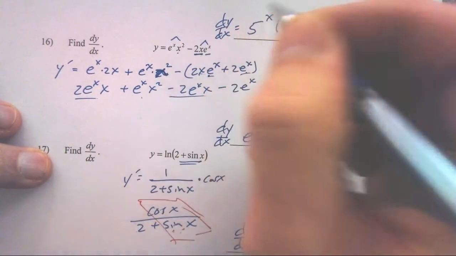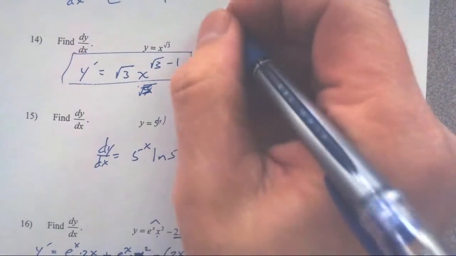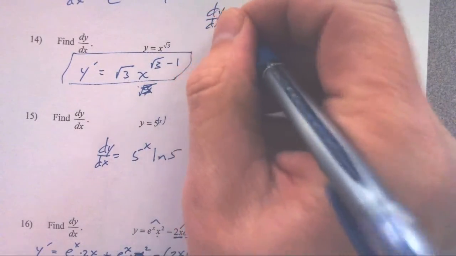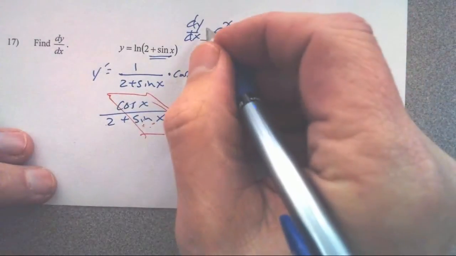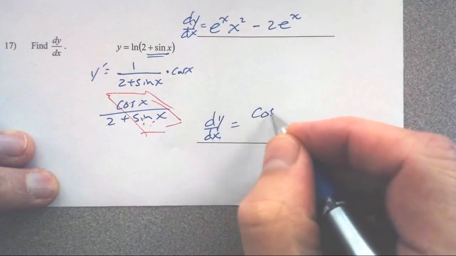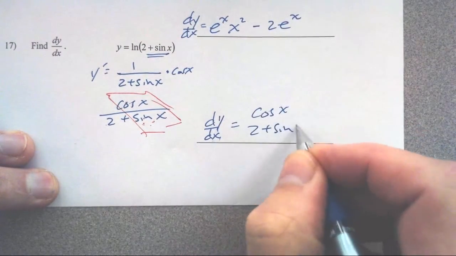Come on, Mr. Hearn, we need a dy dx there. You tell us that all the time. dy dx, that's what they're asking for. dy dx equals cosine of x over 2 plus sine of x.